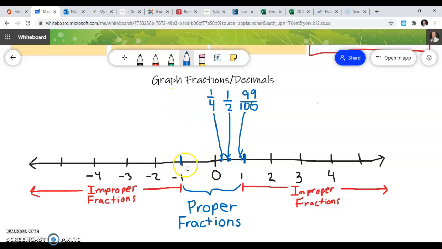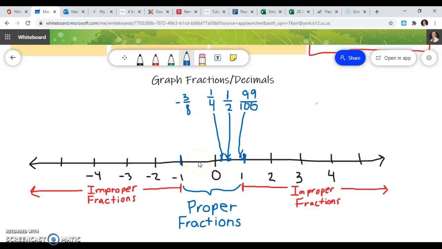I could locate negative proper fractions as well, but I know that if it is proper, if the top number is smaller, it will always be between 1 and negative 1. An example over here on the negative side would be negative 3/8. So let's think about that one. For negative 3/8, I've cut a pizza into 8 slices, and I've only gotten 3 of them. So I think, okay, where would half be?